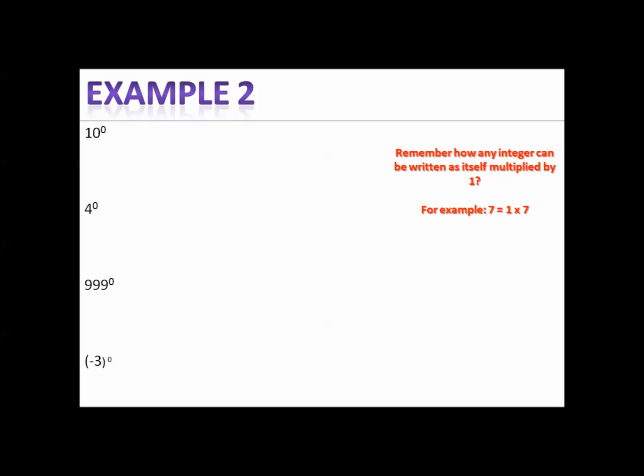So if we think about 10 to the 0, looking at the left side of your screen, we will have 1 times 10, but we actually don't have any 10s multiplied. We have 0 times multiplied of 10. So we actually only have 1. Same goes for 4, same goes for 999, and same goes for negative 3.